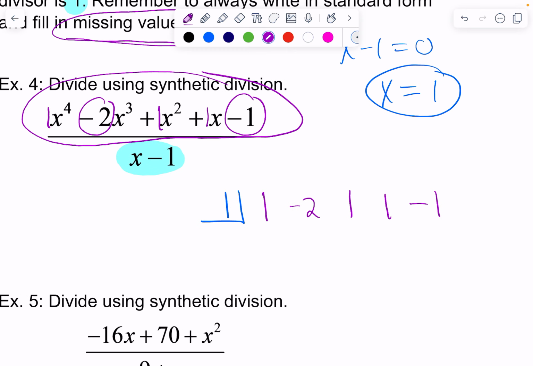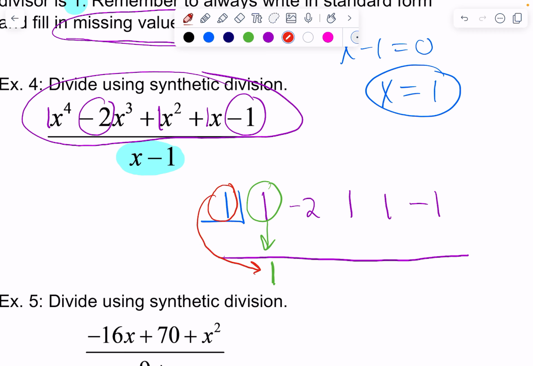Okay, now here we go. Remember, you can rewind this to learn it. First thing you're going to do is drop down the first digit that you have. And now you're going to multiply the root, or the 1, times this 1. The product you're going to add to this negative 2. Negative 2 plus 1 is negative 1.